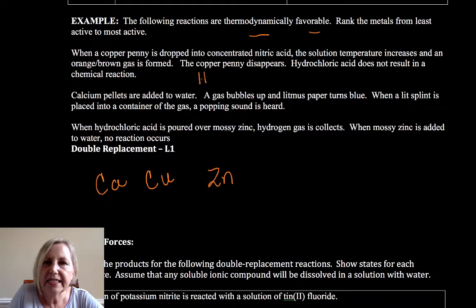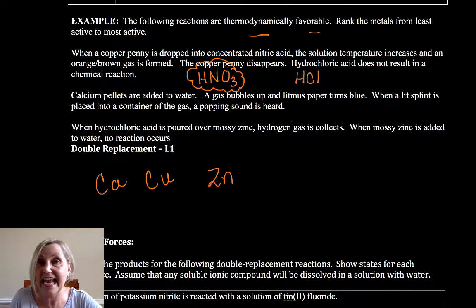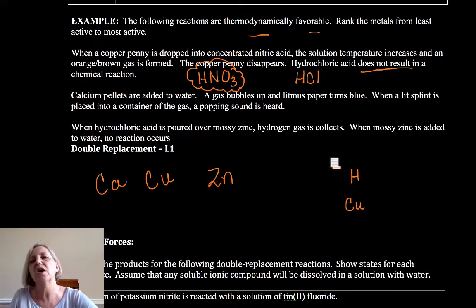So nitric acid and hydrochloric acid, yes, they are both strong acids, but nitric acid is also what's called a strong oxidizing acid. It does more than just a simple single replacement. In fact, the copper penny lab is one of my favorites. So in this case, copper does react with nitric acid, but hydrochloric acid, it doesn't. So if you could put hydrogen on an activity series, it's very likely that copper is below hydrogen because it does not result in a chemical reaction.